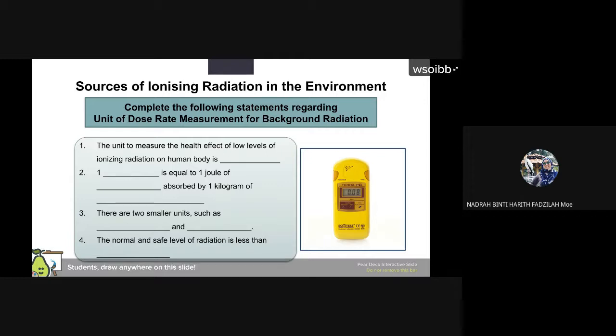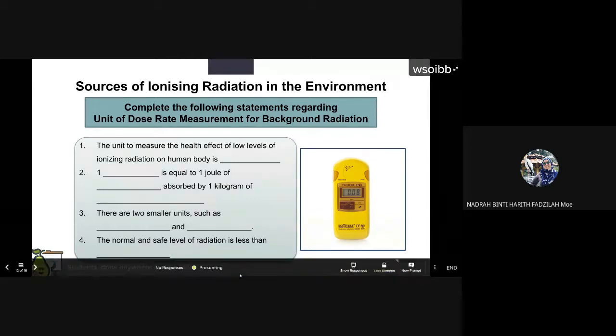Okay, so untuk ionizing radiation ni, okay, there is a specific unit that measures background radiation. So statement 1 until 4 adalah statement that is related to measuring background radiation. Can you complete these statements? Okay, boleh tolong lengkapkan statement ni, ada 4 ya.